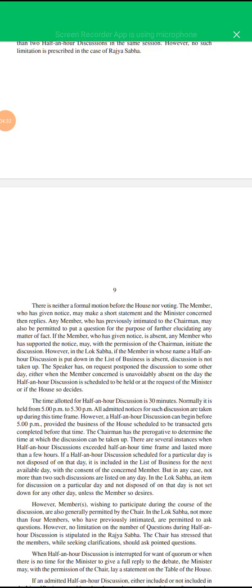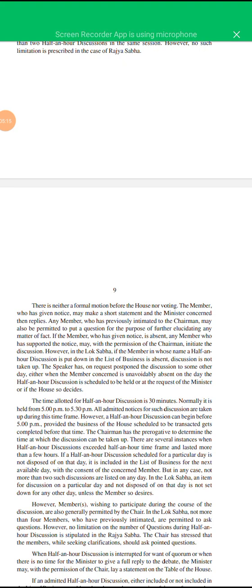The member who has given notice may make a short statement and the minister concerned then replies. Any member who has previously intimated to the chairman may also be permitted to put a question for the purpose of further elucidating any matter of fact. If the member who has given notice is absent, any member who has supported the notice may, with the permission of the chairman, initiate the discussion.